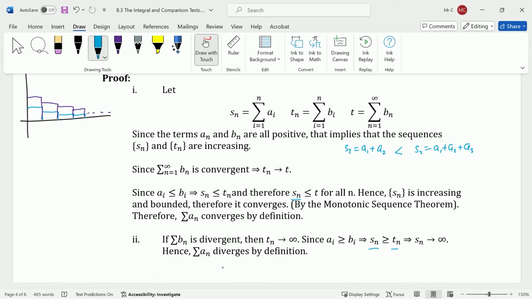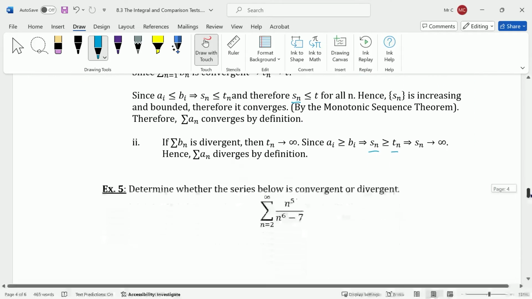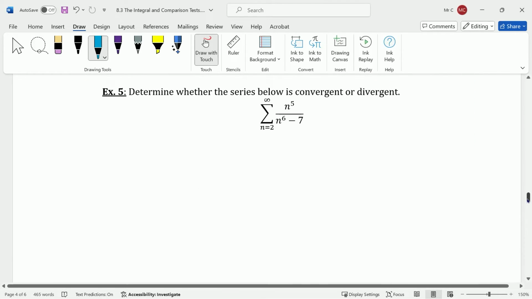So essentially what this does for us is allows us to take our previous integration or our previous series convergence tests and apply them to other series via a comparison. So for series that they don't really work for directly, we can make comparisons to evaluate the convergence of those series. Okay, so let's take a look at that. Example 5. Determine whether the series below is convergent or divergent.